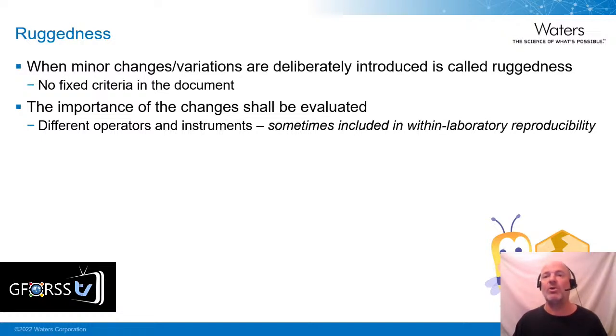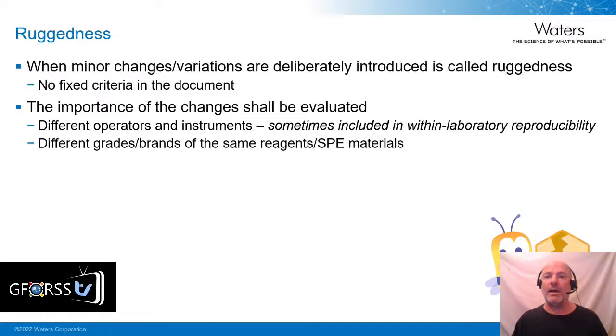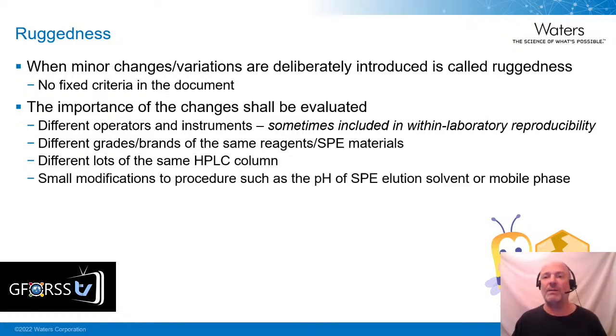What tends to happen is you become more confident and more familiar with these processes, then these types of changes are included within laboratory reproducibility. Other areas that are key to ruggedness is looking at different grades or brands of the reagents, your materials that you're using. There's a lot of logic in this because you don't want to be reliant on validating purely on one supplier or one part number, just in case they run out. Similarly with an HPLC column or a GC column, we can look at different lots of the same product, or we can actually even look at the same type of column across different types of manufacturers.